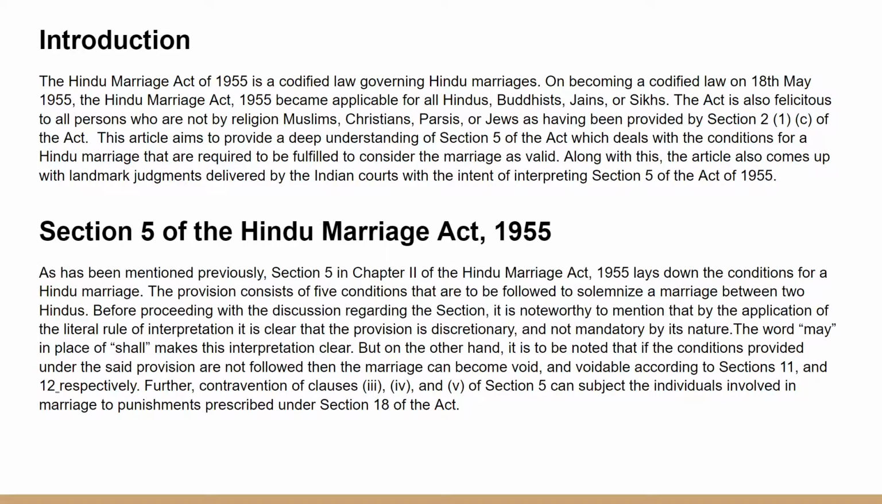On becoming a codified law on May 18, 1955, the Hindu Marriage Act, 1955 became applicable to all Hindus, Buddhists, Jains, or Sikhs. The Act is also applicable to all persons who are not by religion Muslims, Christians, Parsis, or Jews, as provided by Section 2(1)(c) of the Act.